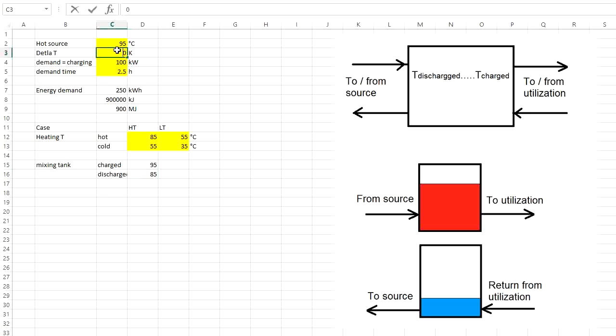So we can now put here, for example, 1, and we would see that if there was 1 temperature difference on some heat exchanger at both ends of the heat exchanger, so the charged fluid temperature in the tank is 94 degrees C, 1 degree less than the heat source, while the tank is considered as discharged when it no longer can supply the heat for the utilization, which is the required heat for the utilization, 85 degrees C, plus the temperature difference, so 86.